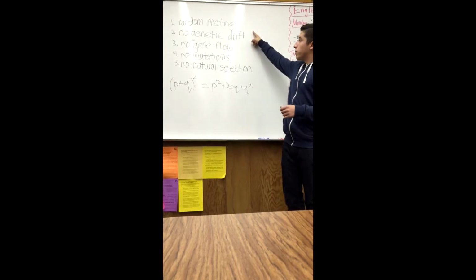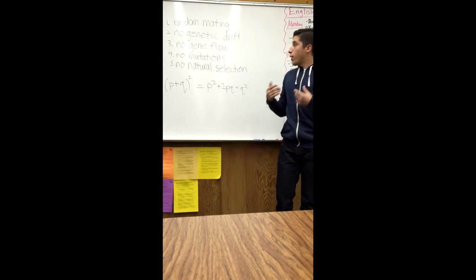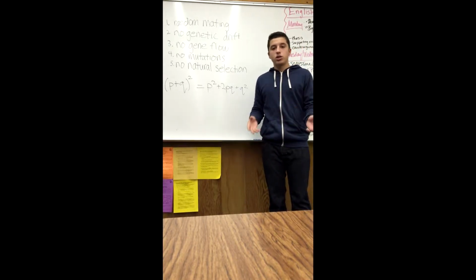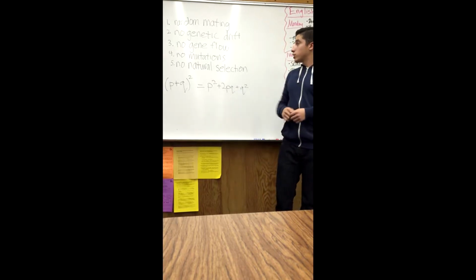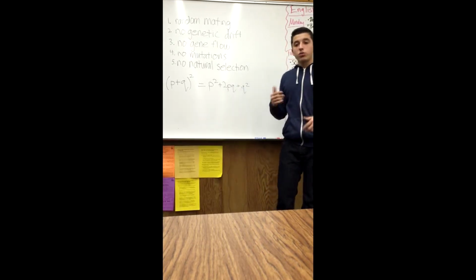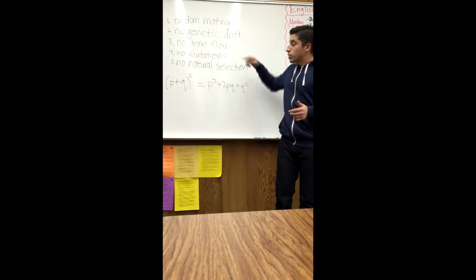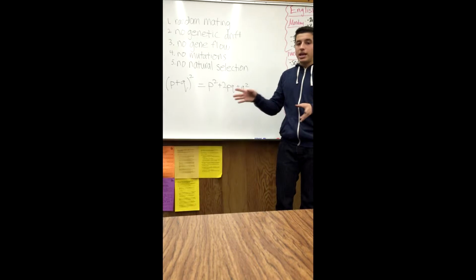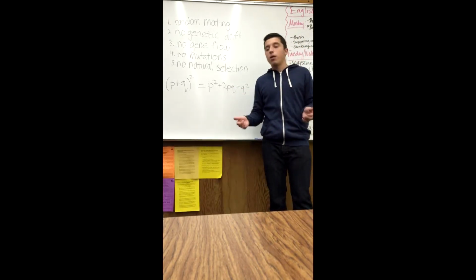The first one is random mating. In order to follow Hardy-Weinberg equilibrium, a population has to be going through random mating, so there can't be any selective breeding, which is the choosing of individuals to mate with each other. The second is no genetic drift, so this means that there can't be any fluctuations in allele frequencies inside a population. The third is no gene flow, which means that organisms can't flow in and out or leave populations because this would disrupt the allele frequencies in that population.